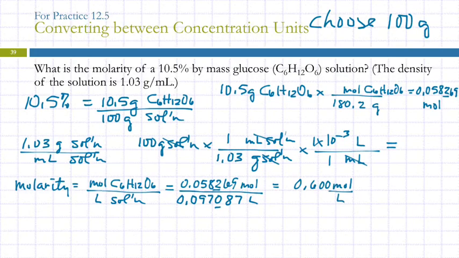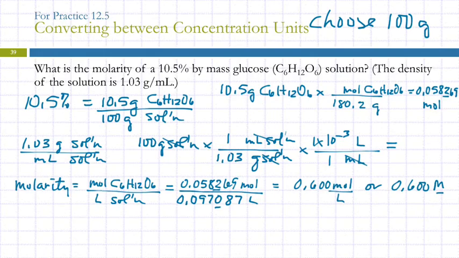I did something way different and simpler, but I got the same answer. Okay, what'd you do? I just did the 10.5 grams glucose over 100 grams solution times the density times the mole of that, and got that, and then multiplied that by that too. That works too? Oh, I get the same answer.